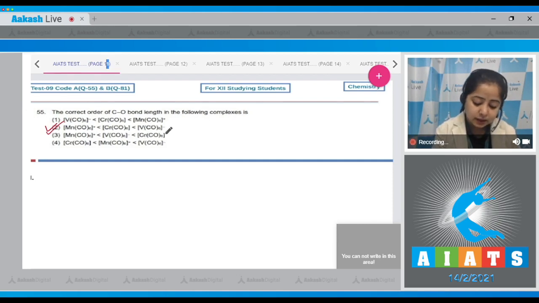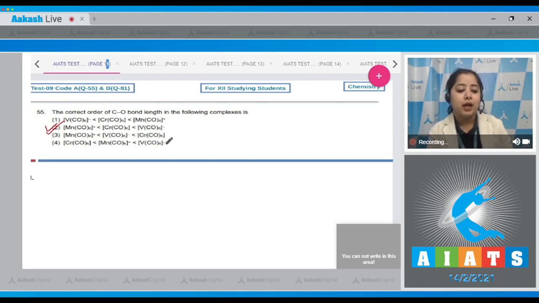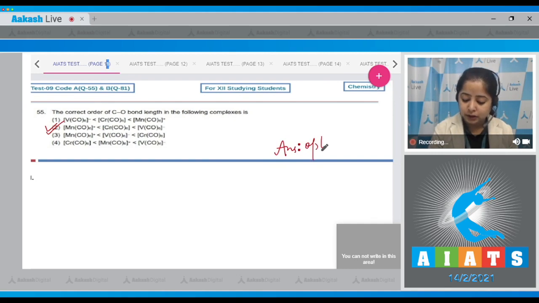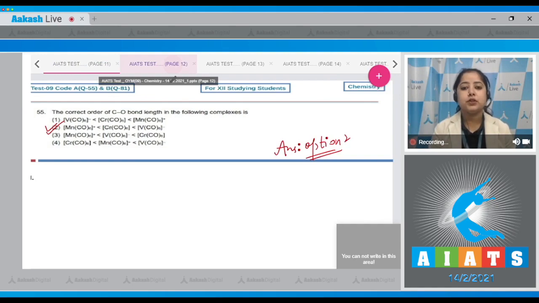Here we can see that more is the negative charge. Here we can see more is the positive charge. So we can clearly see in V(CO)6 negative, there will be more negative charge on the metal carbonyl. Therefore, more will be the back donation from the metal to the carbonyl. As a result, the CO bond order will decrease and the bond length of CO bond will increase. That means the correct order is represented in option number 2. Moving to the next question, students.